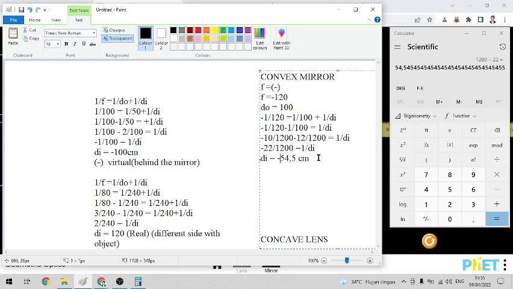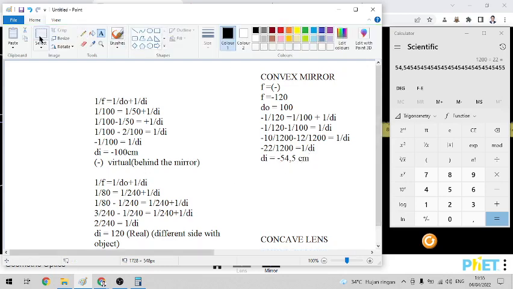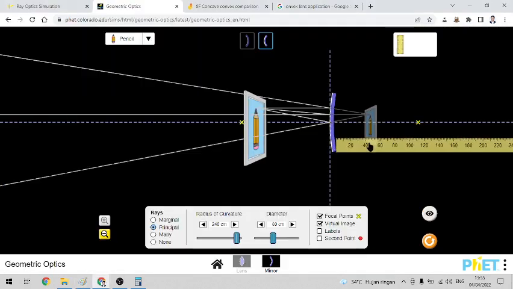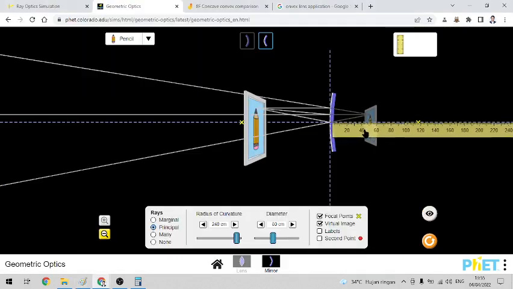Negative means it's virtual, behind the mirror. The same thing with the concave. So it's behind the mirror and it's about 54 behind the mirror. Let's check it. 54. Yeah, I think I'm correct. Around this is 40. Between 40 and 60, it's 50. Yeah, more than 50. We can say it's quite precise. The answer is 54 behind the mirror.